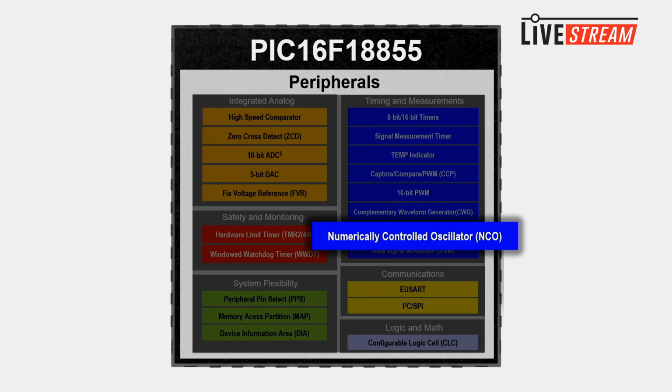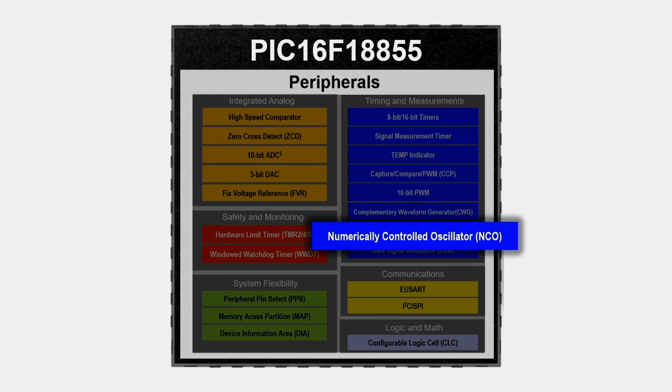So what is the NCO? It's a numerically controlled oscillator, as it sounds. It can output a dynamic frequency range. You can either use that as a clock or a driving signal. And we're going to demonstrate this part.